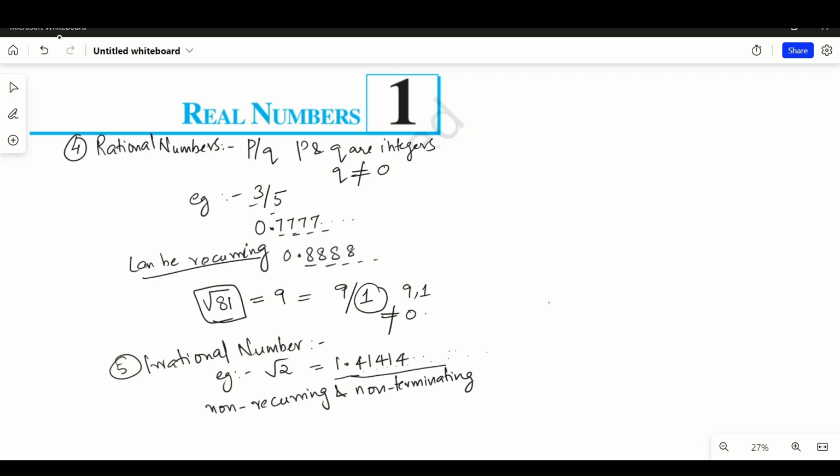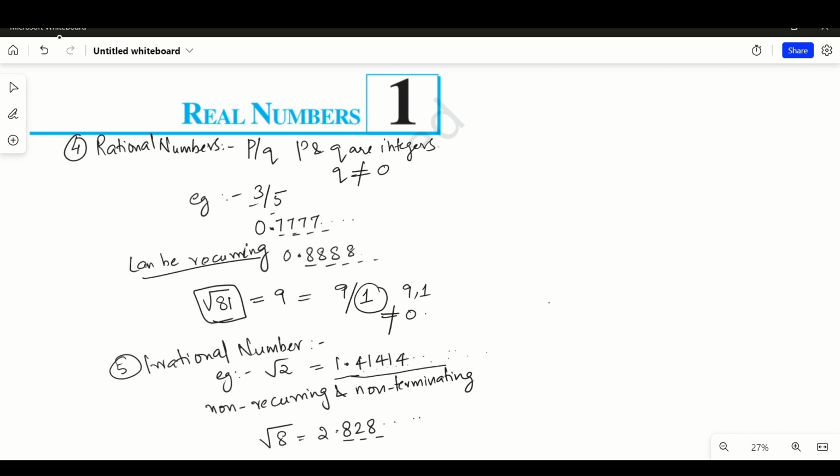Here it is non-recurring and non-terminating. For example, if you check, root 8 is equal to 2.828, etc. So here after the decimal point we can see that digits are not repeating, it's non-recurring.